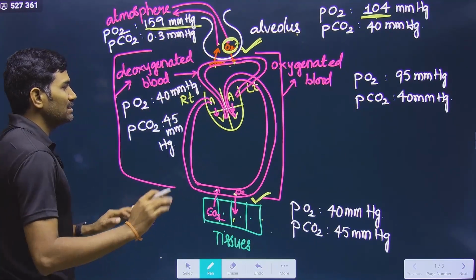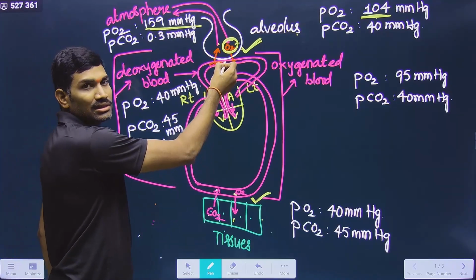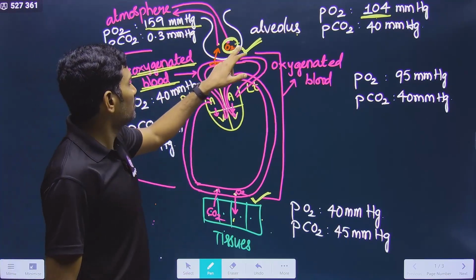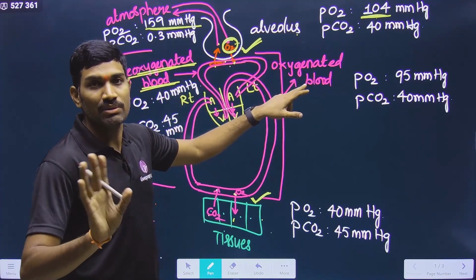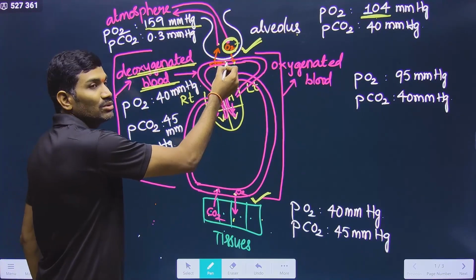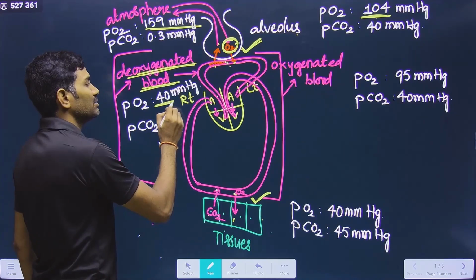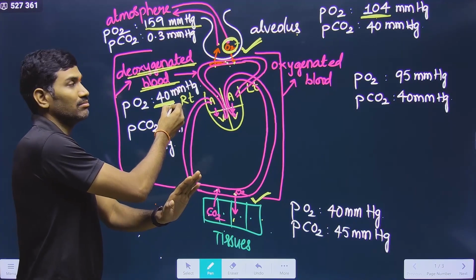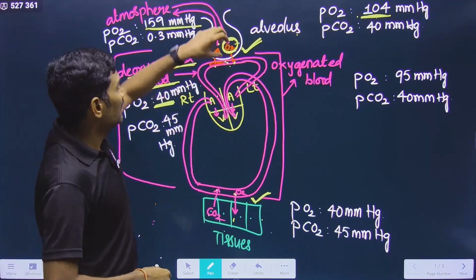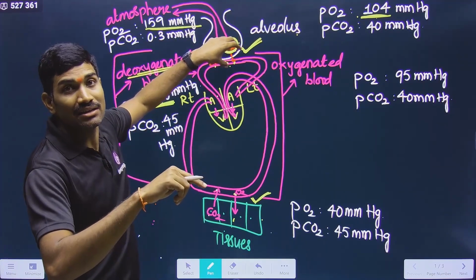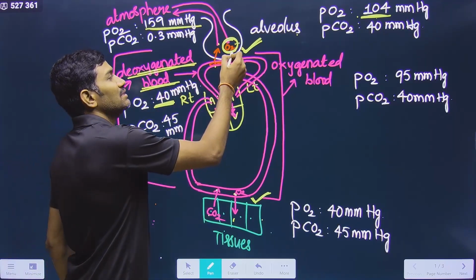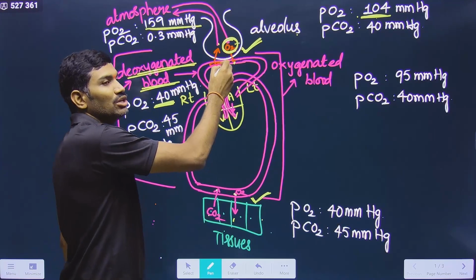Yes or no? But please remember, from the heart, which blood is coming to the lungs? Deoxygenated blood is coming to the lungs. Please observe carefully. Many students compare with oxygenated blood. No, you should not compare with oxygenated blood. Deoxygenated blood is coming to the lungs. So within the deoxygenated blood, what is the partial pressure of oxygen? It is just 40 mm mercury. Here it is 104, but here it is 40. So which one is higher? Oxygen in the alveolus is higher when compared with deoxygenated blood. Now obviously, oxygen from the alveolus will enter into deoxygenated blood.